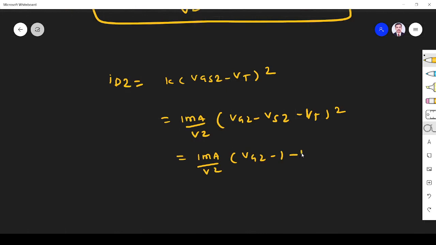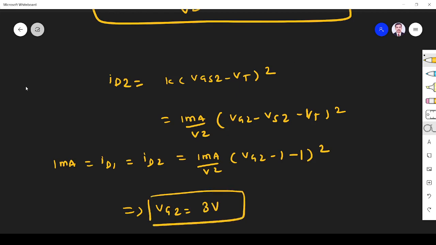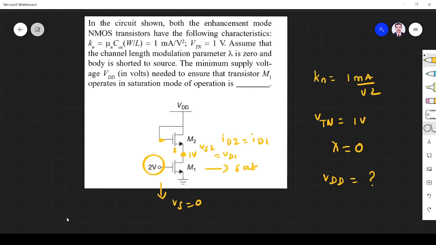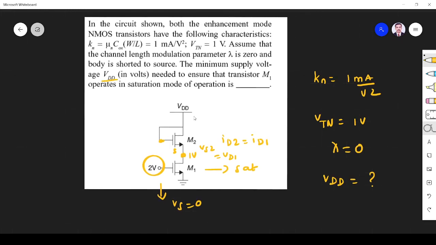So VG2 minus 1, VT is given as 1 volt. We know ID2 is equal to ID1, so that is equal to 1 milliampere. If you simplify this, VG2 is equal to 3 volt. VG2 is 3 volt, but the question is VDD. What they ask in the question is the minimum VDD, but VG2 we found is 3 volt. VG 3 volt means VD2 is also 3 volt. Both are at the same potential, so VDD is 3. So the answer is 3 volt.